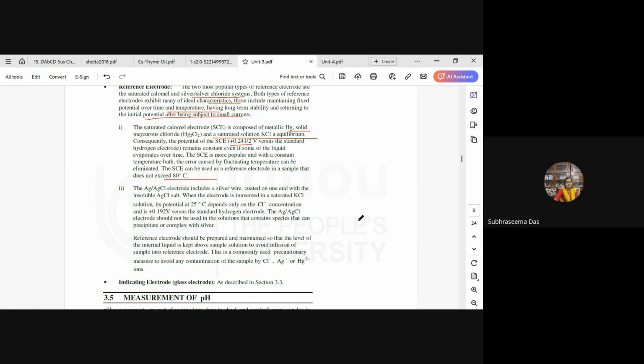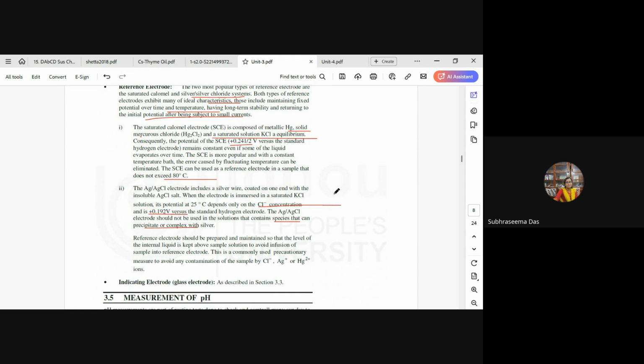Then comes the AgCl, the silver chloride electrode. It includes a silver wire that is coated on one end with an insoluble silver chloride salt. We know that silver chloride is insoluble, and the end is coated with AgCl. When the electrode is immersed in saturated KCl solution, its potential at 25 degrees centigrade depends only on the Cl⁻ concentration, and it has been found to be +0.19 volt against the standard hydrogen electrode. This silver chloride electrode should not be used in solutions that contain species which form a precipitate with silver.